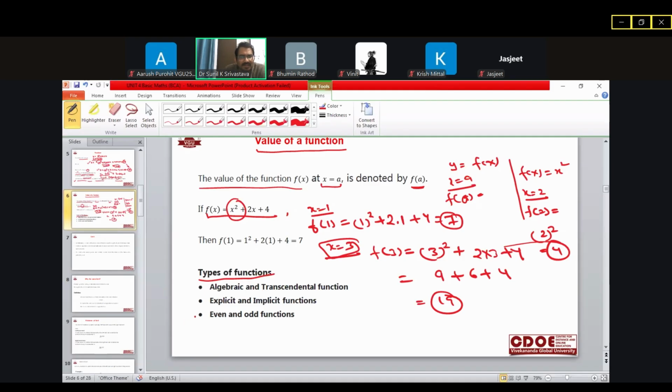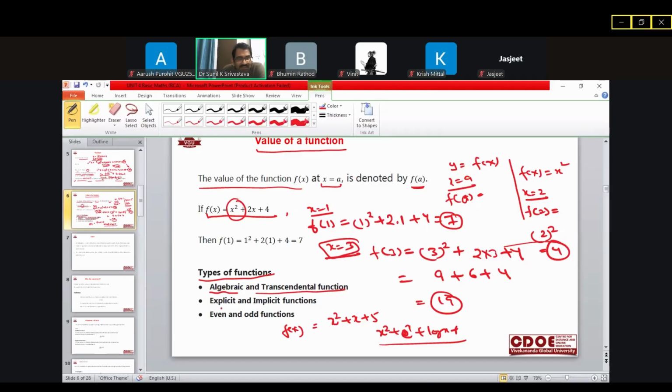So we have functions of the type algebraic and transcendental functions. An algebraic expression is one in which one variable or more than one variable is involved, for example x square plus x plus 5. That is an algebraic expression and it is known as an algebraic function. But in the case of a transcendental function, we have the algebraic expression as well as some other type of function, for example e raised to the power x, or log x, or some trigonometric functions. That type of function is a transcendental function.